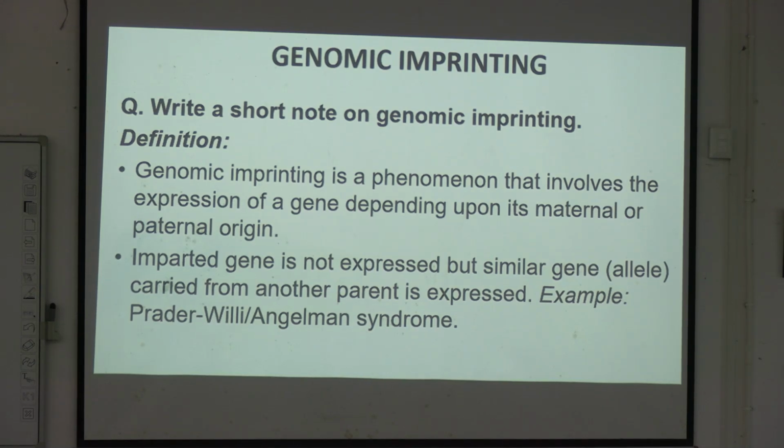We have seen the same part is deleted. In Prader-Willi, the deletion occurs in the paternal chromosome, and in Angelman syndrome, the deletion occurs in the maternal chromosome. Okay, but their clinical symptoms will be different for the two syndromes. Next.